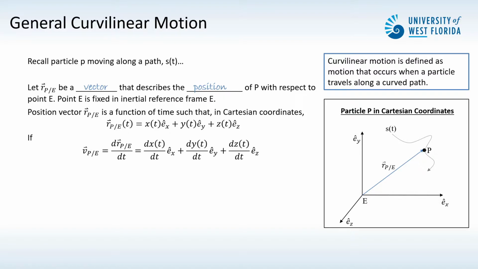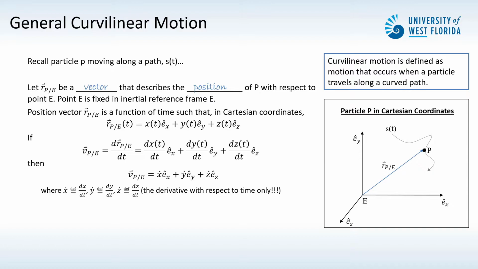If the velocity of p with respect to E is the derivative of the position vector, then the velocity of p with respect to E is x dot ex plus y dot ey plus z dot ez, where anything with a dot over it is by definition the derivative of that variable with respect to time.